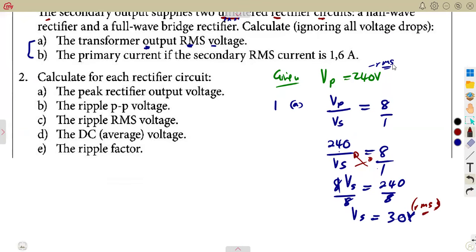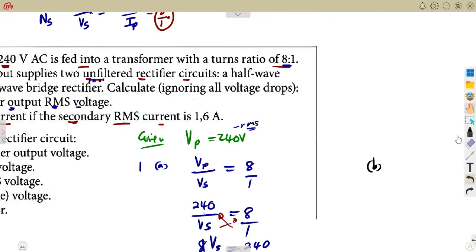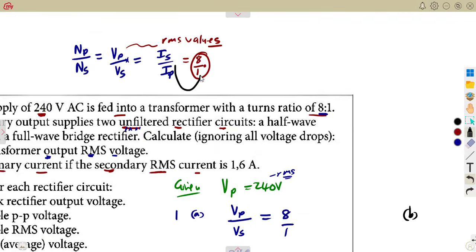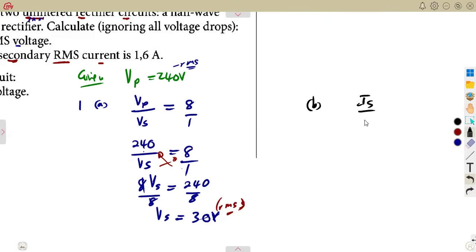Input also on the primary side is the RMS value again. Okay, the primary current, if the secondary RMS current is given, we need the primary current on B. All right, so in this case, like I said, this ratio can be used even for currents. So we can relate the currents, but take note for current, it's IS over IP, secondary over primary. So IS over IP is equal to the same ratio that you're given there of 8 over 1. And these are RMS values that you're talking about.